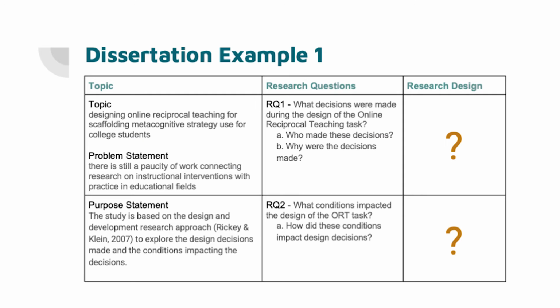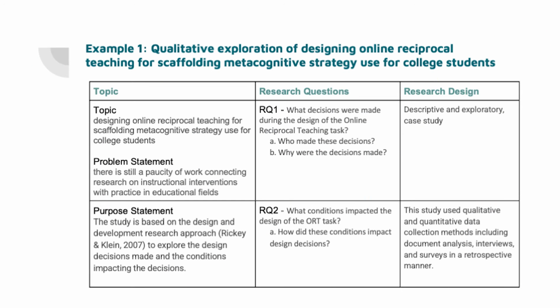Take a moment to review the problem, purpose, and research questions in this alignment table for a dissertation that was completed in 2020. Do you think the research design is qualitative or quantitative, exploratory or interpretive? Pause the video to think deeply about the topic, problem statement, purpose statement, and the research questions. What type of data would you collect for the research questions presented? So let's find out how you did.